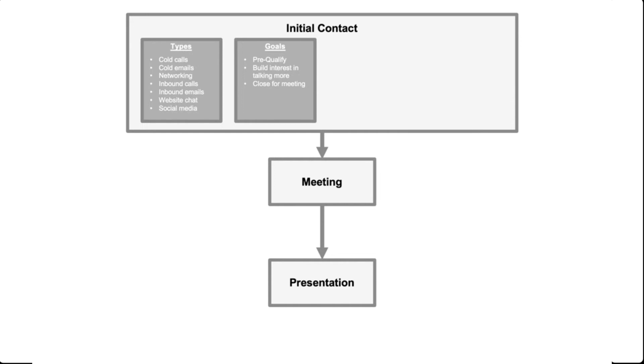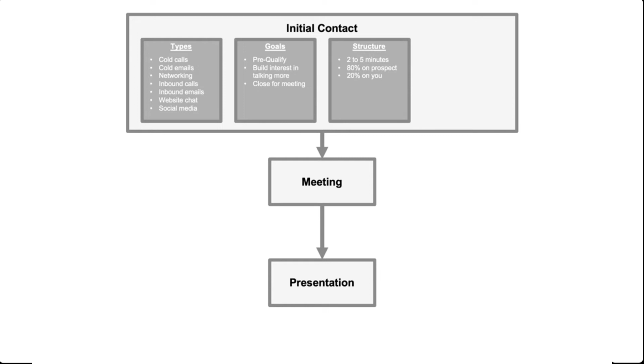And the close in the initial contact is not to close the prospect on validating that they want to buy or need what you sell. The close is closing them on talking in more detail. So that's basically agreeing to have a conversation, or scheduling a meeting, setting an appointment. Now, the structure for the initial contact is a very short conversation. So it's 2 to 5 minutes.